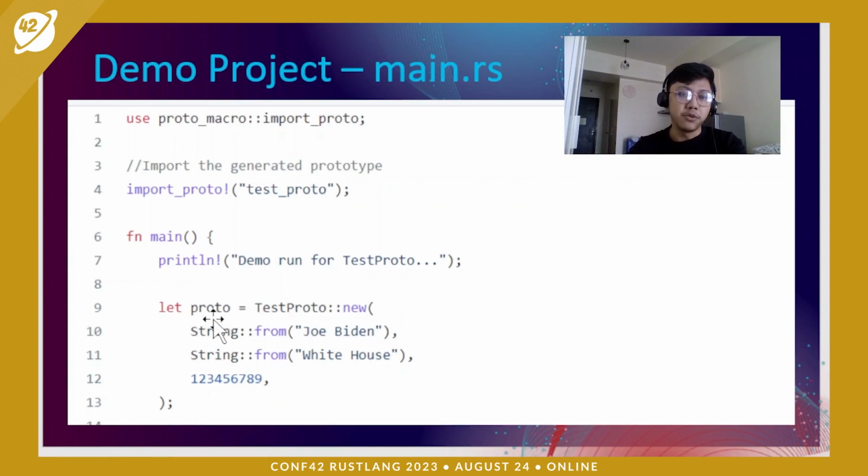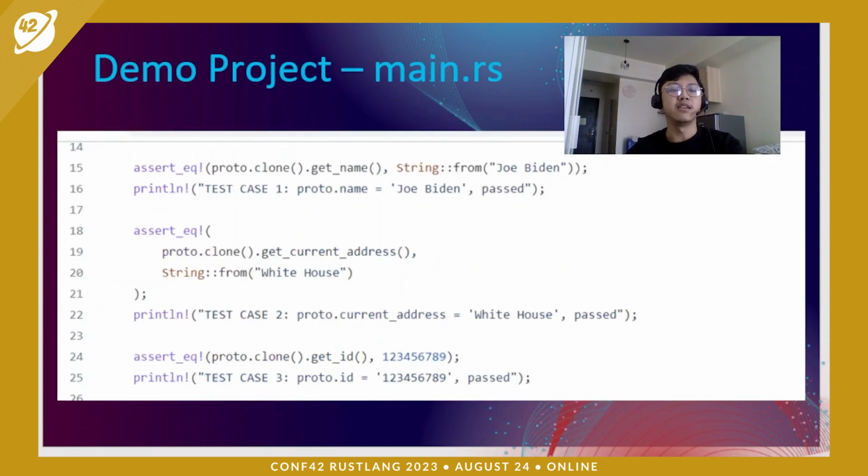Object proto with TestProto double colon new, and then we have our string name Joe Biden, and then current address for our object is White House, also a string data type, and then the member ID is 123456789.